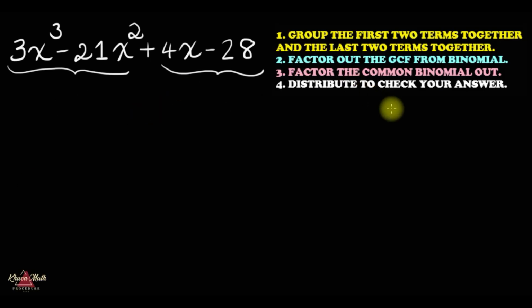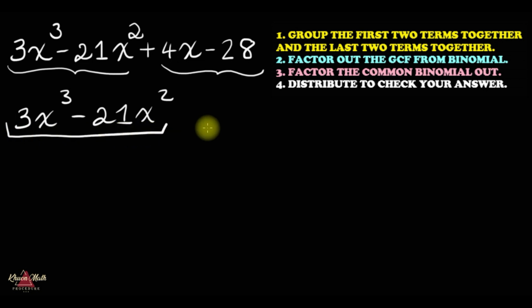So here's your procedure. Step number 1 says to group the first 2 terms together and then the last 2 terms together. So we're going to group the first 2 terms: 3x cubed, take away 21x squared. That's going to be the first group. And then you have 4x, take away 28, and that will be your second group. Okay, so that's step 1.